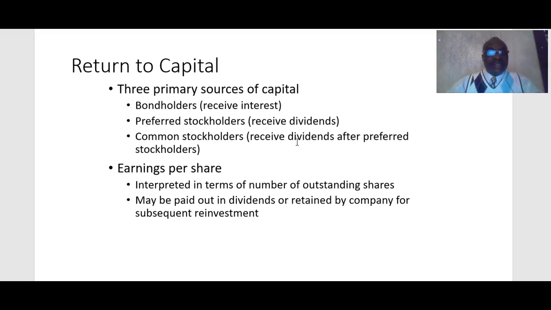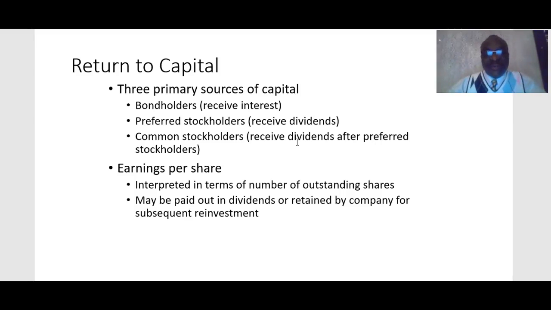Okay, return to capital. There are 3 primary sources of capital. You have bondholders that receive interest on a periodic basis, a fixed amount. And then you have preferred stockholders. They receive dividends based on the performance of the company and based on the dividend distribution policy of the company. Management may decide not to declare dividends for the purpose of reinvestment of income that is made. Common stockholders fall in the same category. The only difference is common stockholders are paid after preferred stockholders receive their dividends.